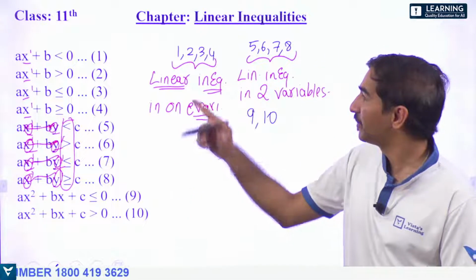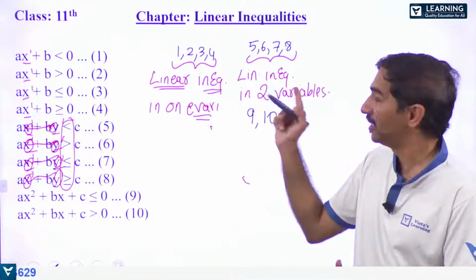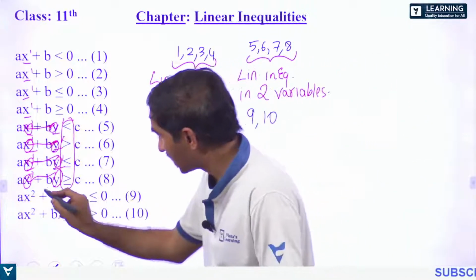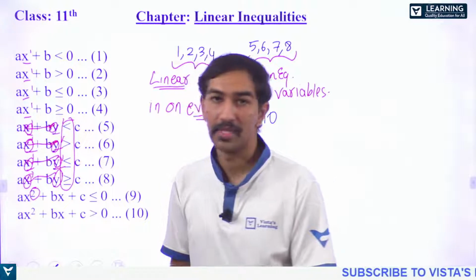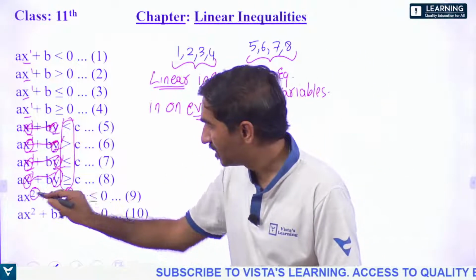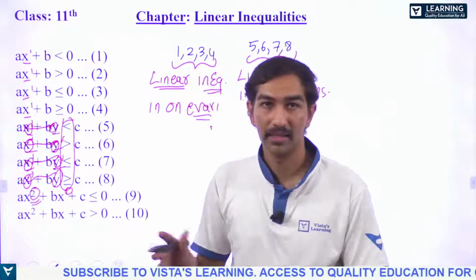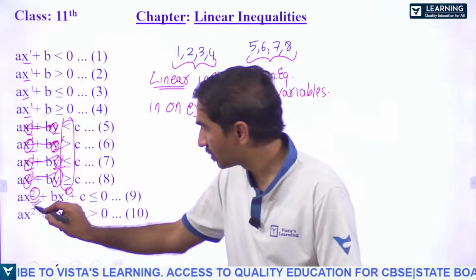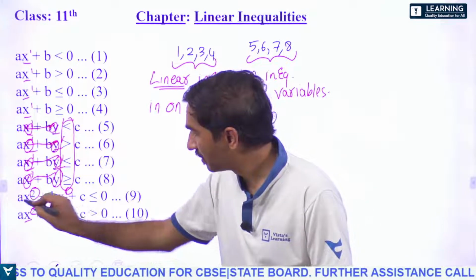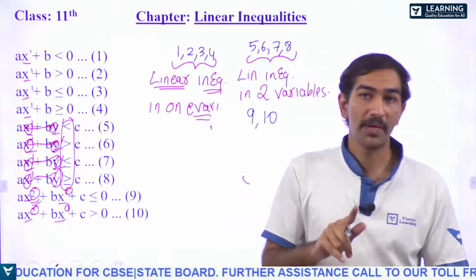Understanding? Linear inequality in one variable, linear inequality in two variables. Now see 9th and 10th, students. So here, what is the highest power? 2. What is the power here? 1. Which is highest, students? 2 is only highest, right? 2 is greater than 1. Same thing here also, 2 and 1. How many variables? Only one variable. Now, highest power is 2.